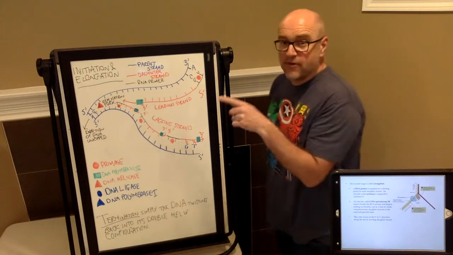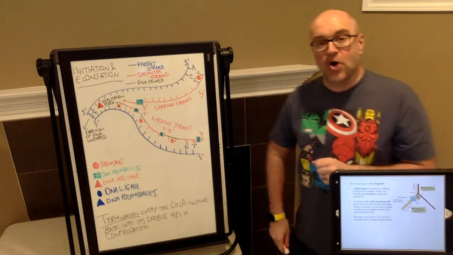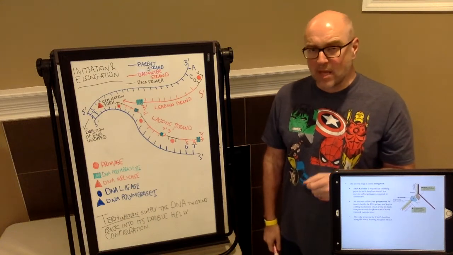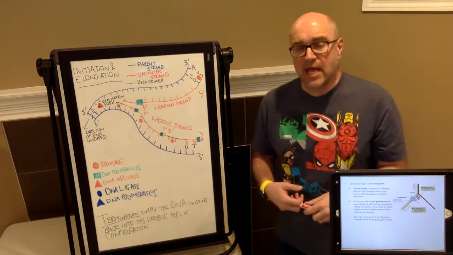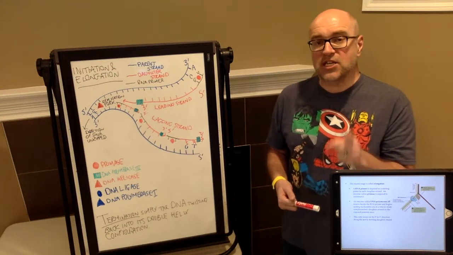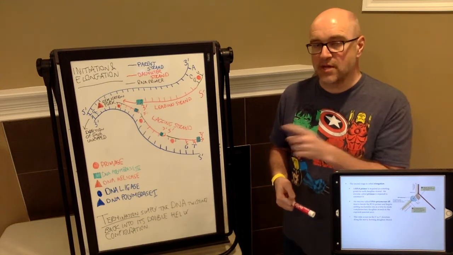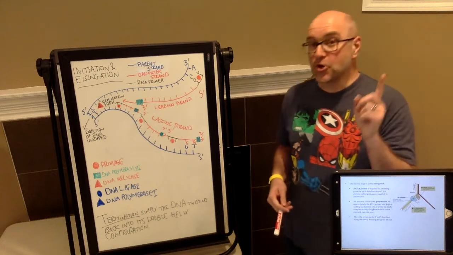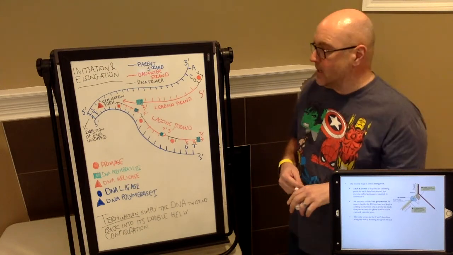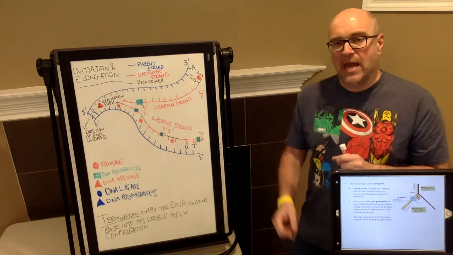So what's the first thing we have to do? Well, the first thing we have to do is lay down what's called an RNA primer. Now remember, we talked about RNA. RNA is a single-stranded nucleic acid. It does not have an ATGC nucleotide configuration. It has AUGC, so adenine, uracil, guanine, cytosine.